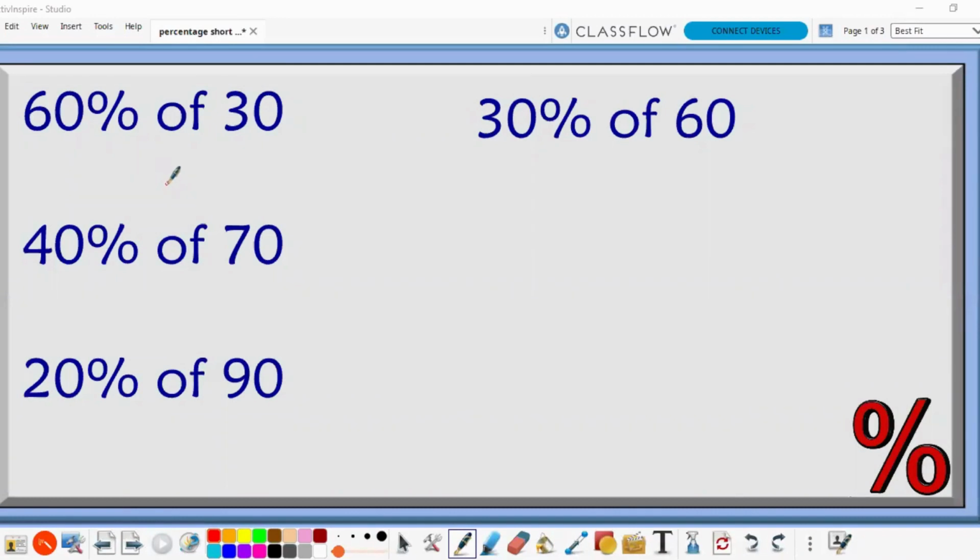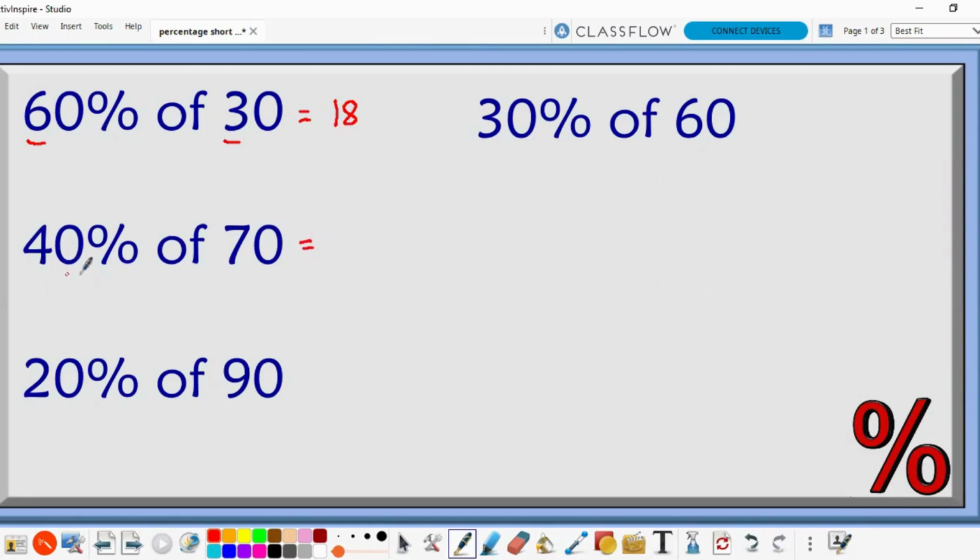Let's calculate 60% of 30. But we will use the shorter method on how to find the percentage of a given number. If the percentage and the number are divisible by 10, or the last digit ends in 0, what we will just do is multiply the non-zero numbers. So we have 6 times 3, which is equal to 18. So 60% of 30 is equal to 18.